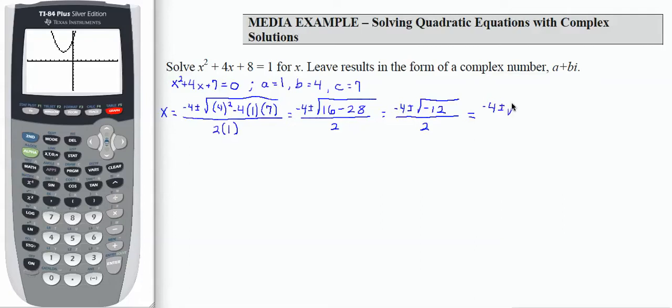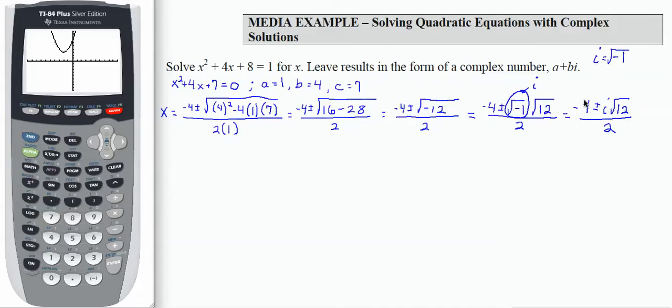Now what I'm going to do is break up that square root in a couple of different ways. The first thing I'm going to do is remove the square root of negative 1 from the square root of negative 12. I can do that because all I'm doing is multiplying. This piece right here equals i. So I now have negative 4 plus or minus i times the square root of 12, all of that divided by 2. Remember, i is the square root of negative 1.